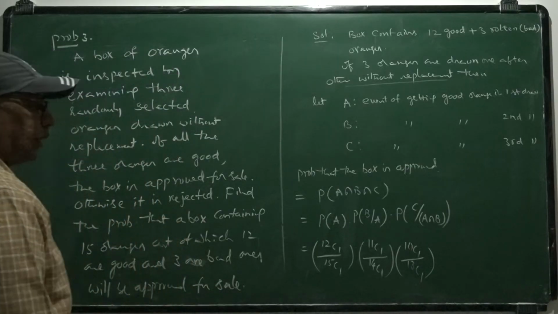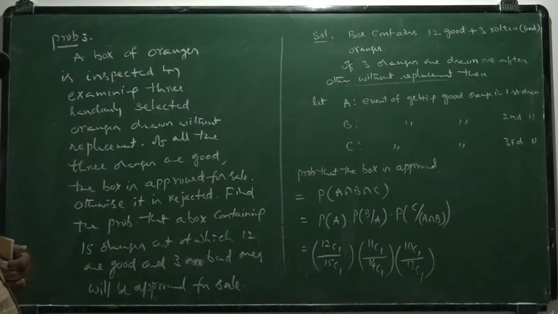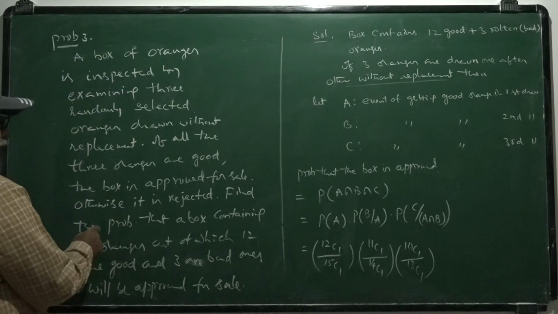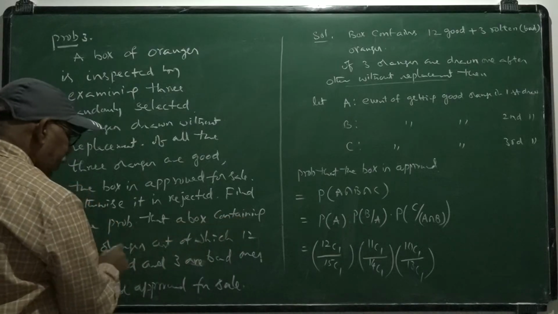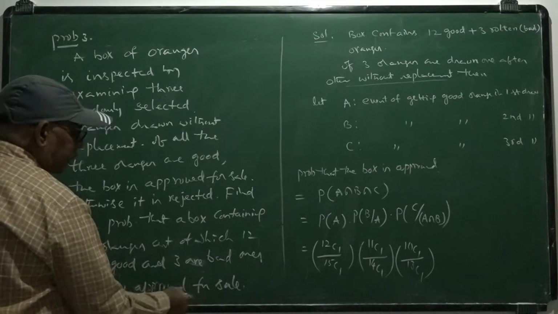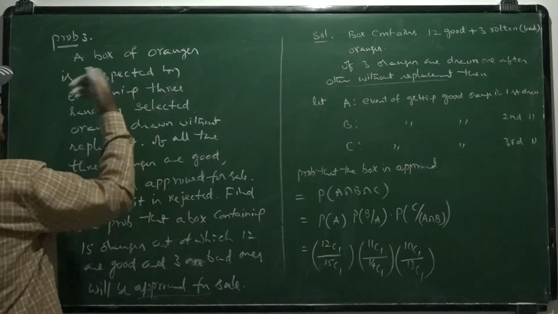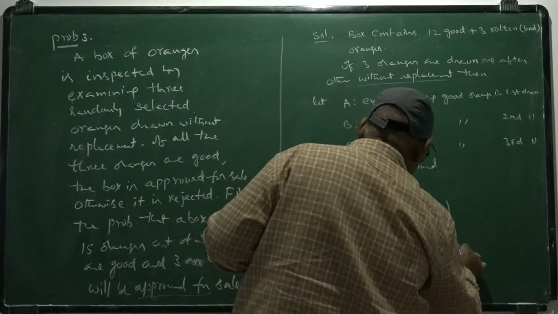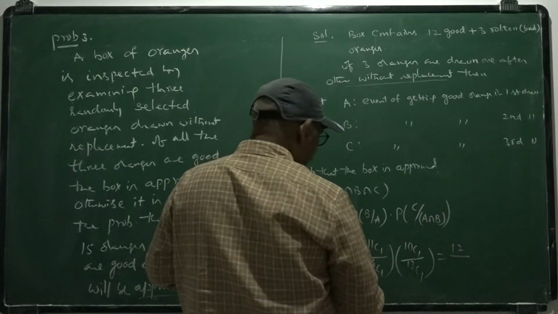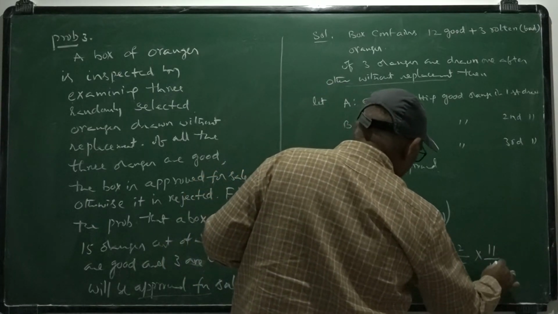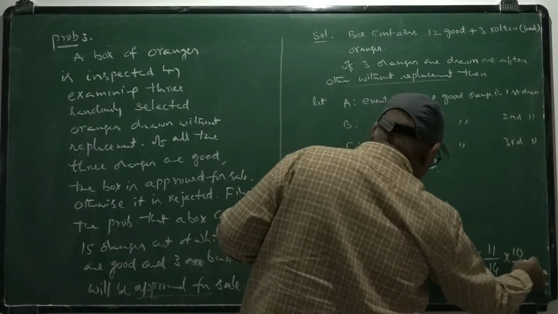So the required probability that the box is approved, once the 3 successively drawn oranges are good, is 12C1 is 12, 15C1 is 15, into 11C1 is 11, 14C1 is 14, into 10C1 is 10, by 13C1 is 13.